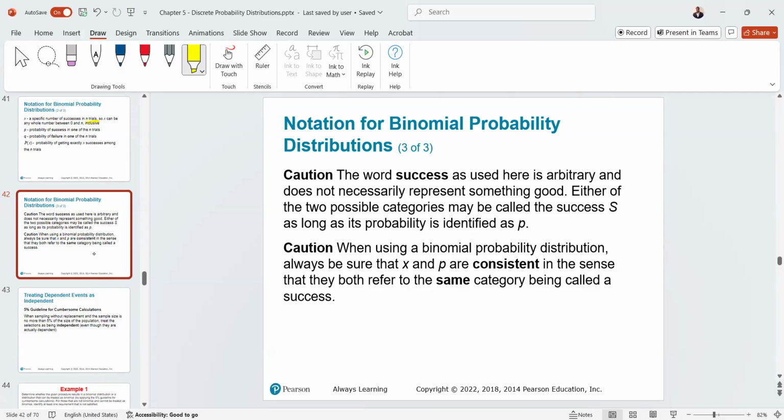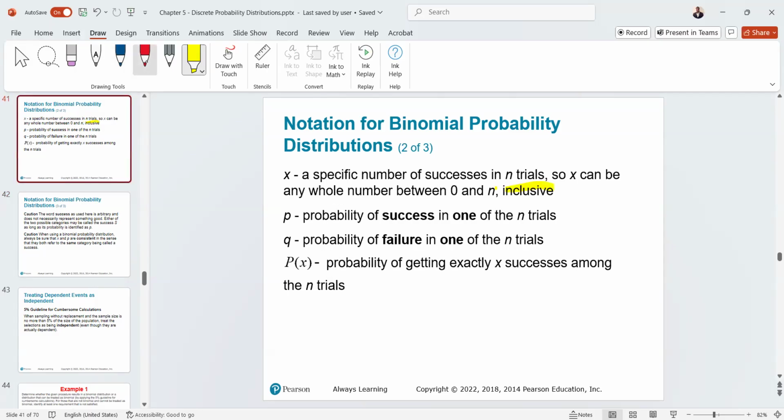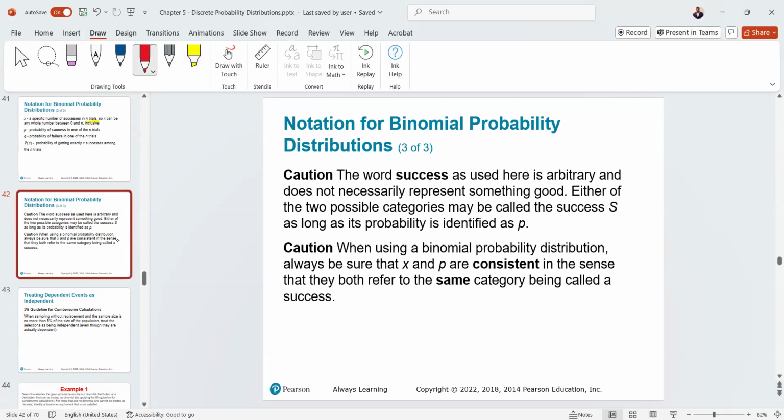So when we say the word success, it doesn't mean something good, because it all depends on what you are interested in. Let's say, for example, the probability of someone getting involved in an accident is 55%. So that could be the probability of success. Accident is not a good thing, but that's your focus. Your focus is on the probability of getting involved in an accident. So that would be your success. However, in real life, it is not a good thing.